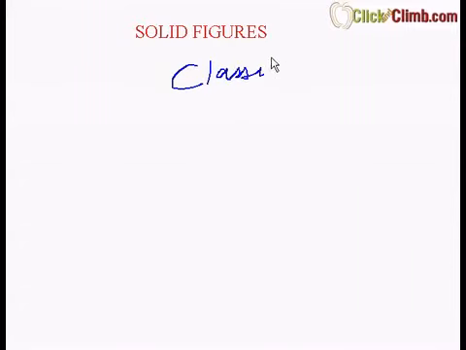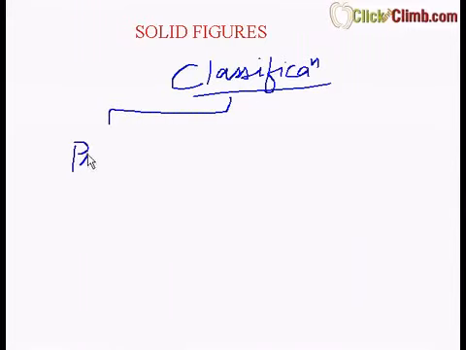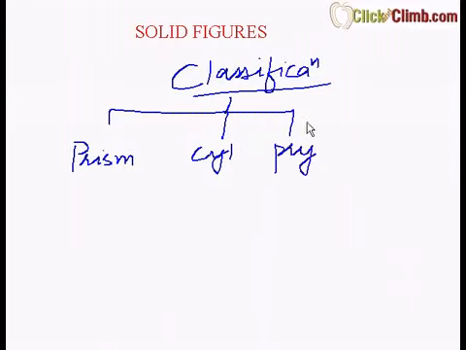So, let me try the classification of solids. Now, how can we classify solids? We can classify solids as prism, cylinders, pyramids, cones, and a sphere. All right, now this is the classification: prism, cylinders, pyramids, cones, and spheres.